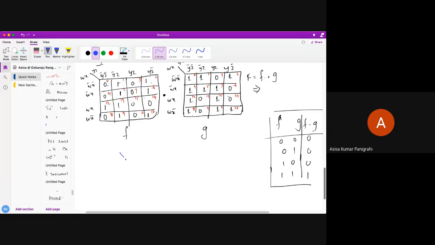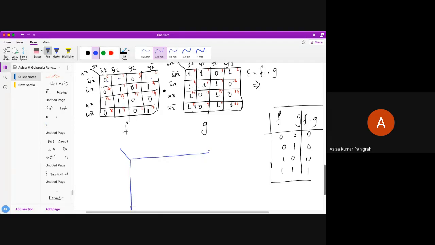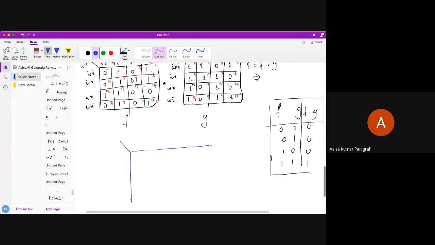So if I construct a capital F k-map, I have to find the AND operation between small f and small g. Do you all understand? Very important question, students. If I do the capital F AND operation, obviously there are also 16 cells, because here I have 16 min terms and here also 16 min terms. If I do AND operation between these two, I'll get again 16 cells, 16 min terms, which are again over w, x, y, z only.